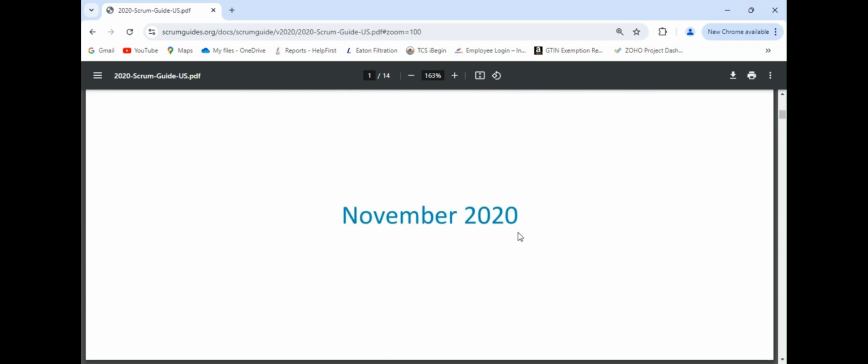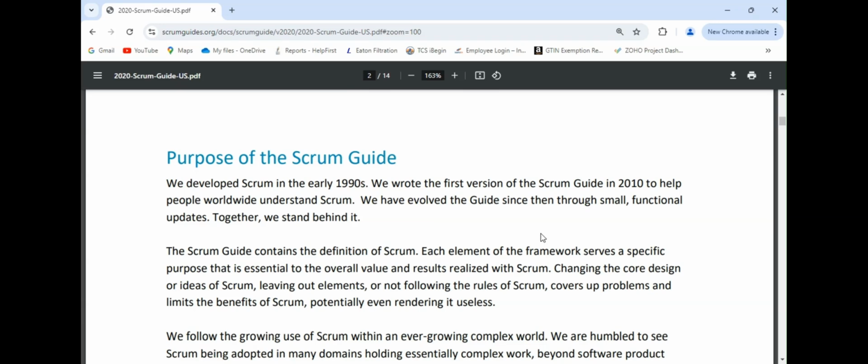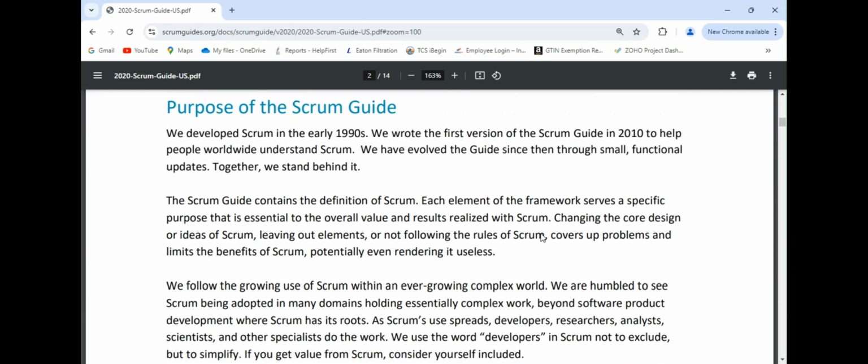We developed Scrum in the early 1990s. We wrote the first version of the Scrum Guide in 2010 to help people worldwide understand Scrum. We have evolved the guide since then through small, functional updates. Together, we stand behind it.